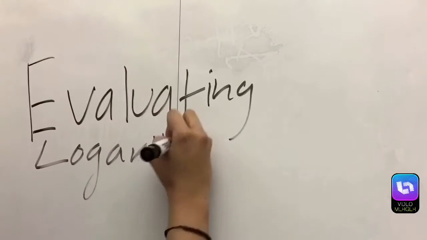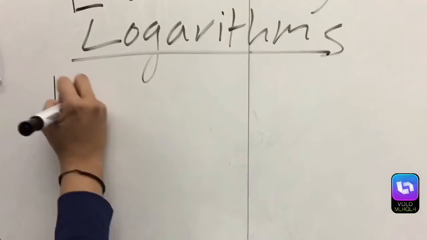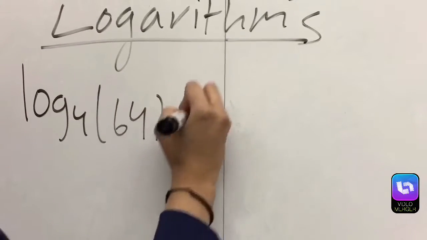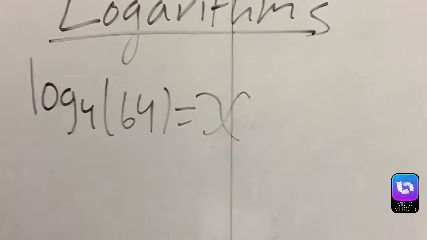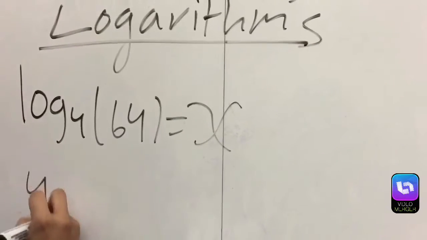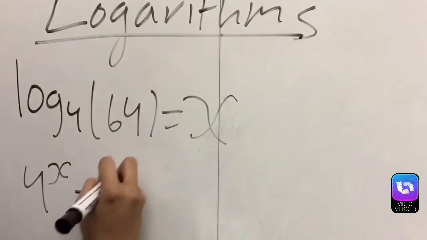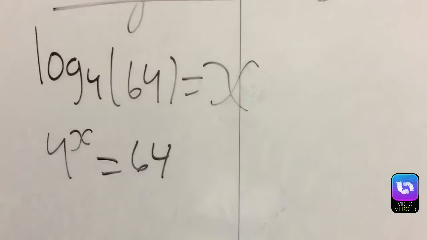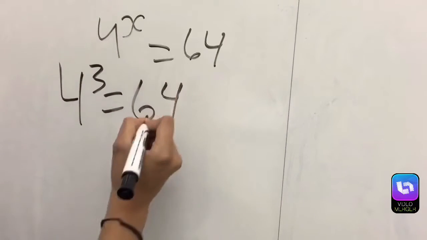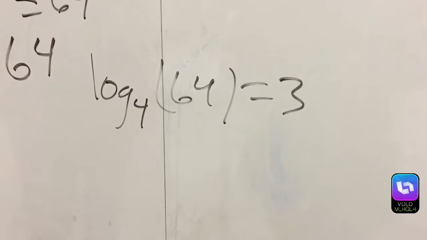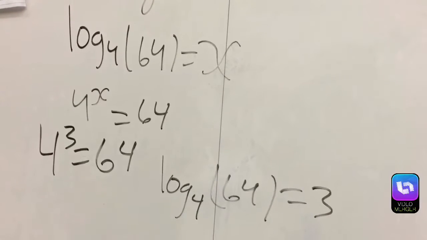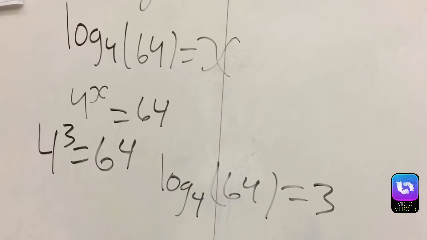Let's move on to evaluating logarithms. Let's say you're asked to evaluate log base 4 of 64 equals x. We recommend that when you are evaluating this, you should ask yourself, 4 to what power equals 64? We know that 4 to the 3rd power equals 64. The logarithmic equation would be log base 4 of 64 equals 3. Thinking of it as an exponential equation will make it easier to understand.